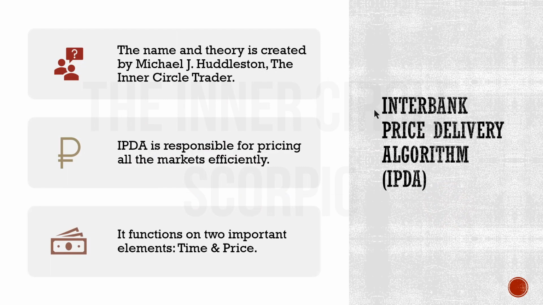So, Interbank Price Delivery Algorithm, the name and the theory is by Michael J. Harrelson. He is the Inner Circle Trader, and he named it IPDA. Interbank means between the banks, the price is delivered by the algorithm. It is responsible for pricing all the markets efficiently. We have discussed it already. It works on time and price. It changes the price based on different times of the day, of the month, of the week, of the session, of the year, all of that.